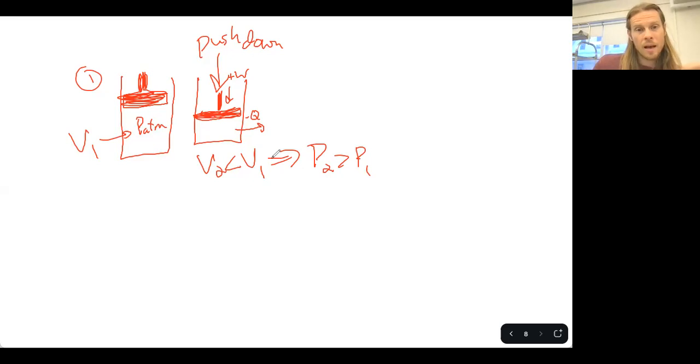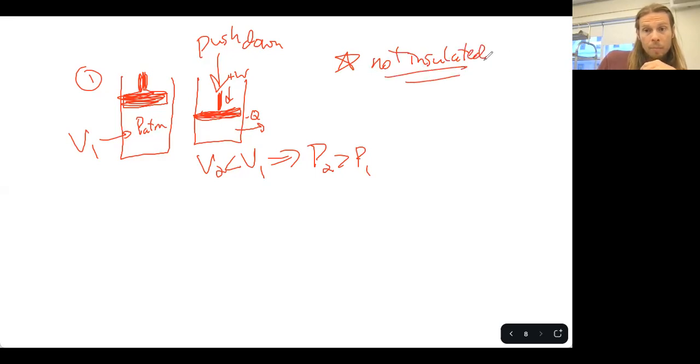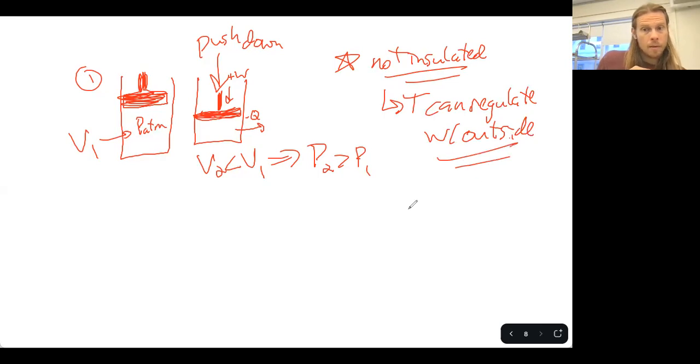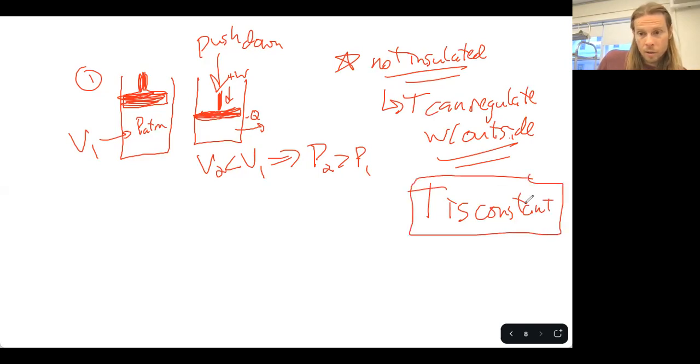But the whole point is that if this is not insulated, so the temperature can regulate with the outside, then T is constant. In fact, if I didn't even mention the work and the heat thing, you'd probably say, well, the temperature is constant because there's no reason for it to change. It's connected to the outside. The outside regulates its temperature, so T is constant.